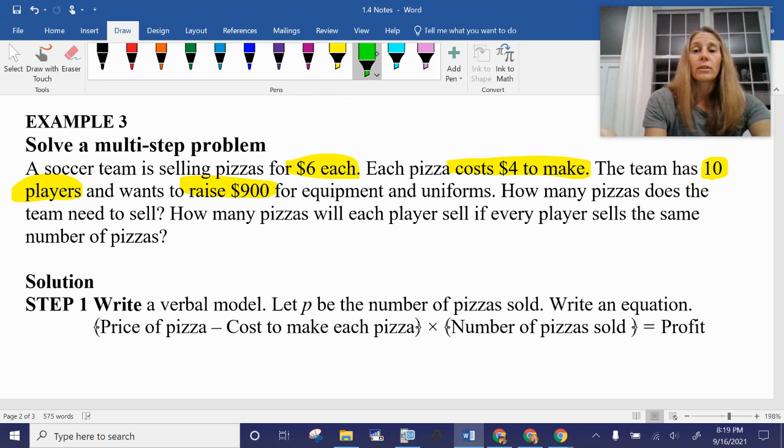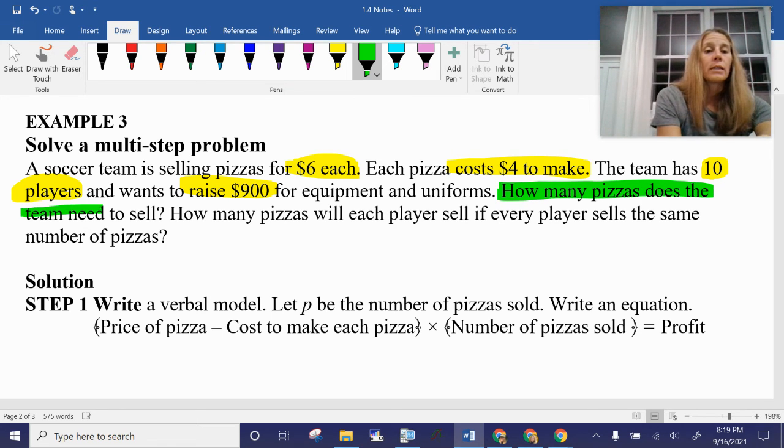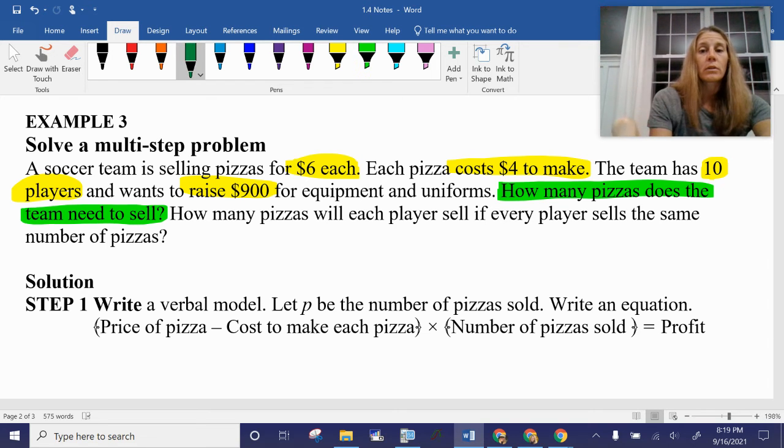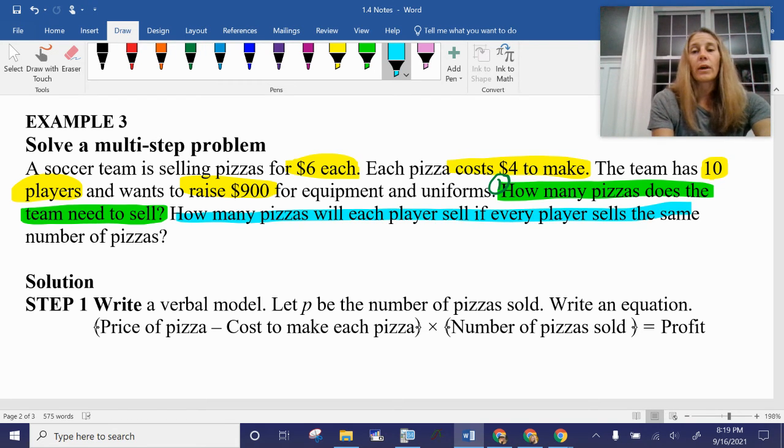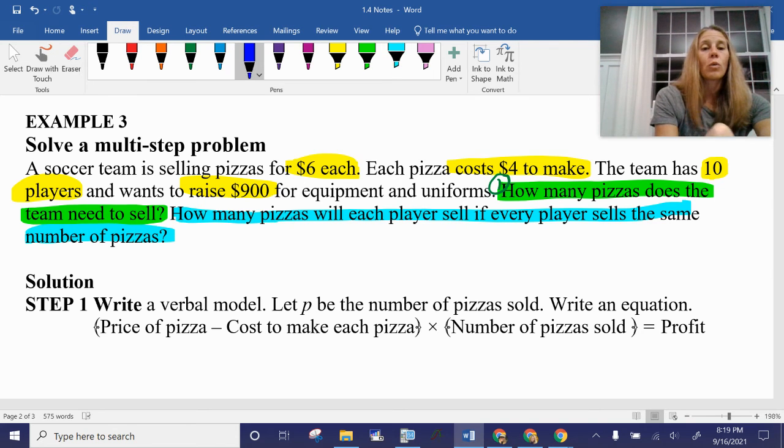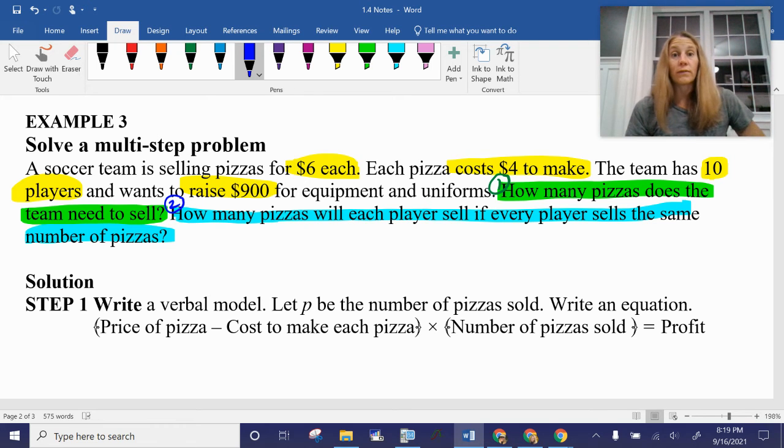Now, the first question says, how many pizzas does the team need to sell, obviously, to raise their $900? That's the first question. Then the second question is, how many pizzas will each player sell if each one has to sell the same number of pizzas? So before we even attempt question number 2, let's just focus on question 1. How many pizzas does the team need to sell?